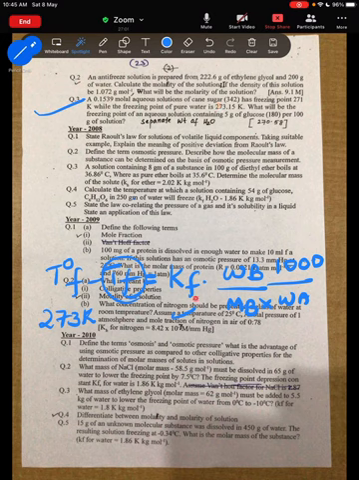So that Kf you will be putting here. Then Wb is 54 grams of glucose, Mb is 180 for C6H12O6. Learn that value 180 by heart. Then 250 gram of water. So everything else is there, and you can calculate Tf.